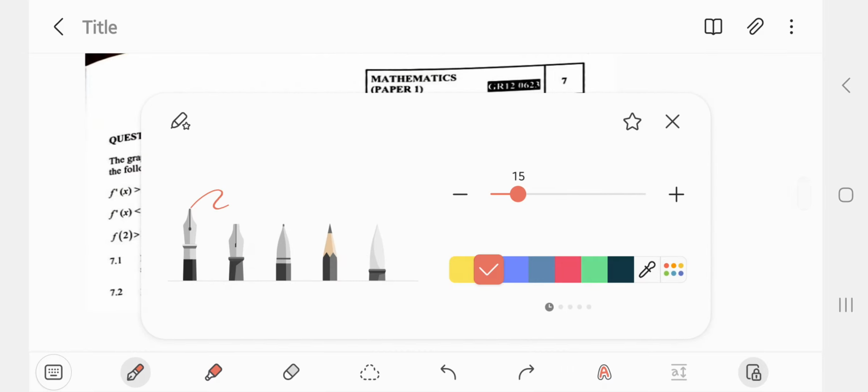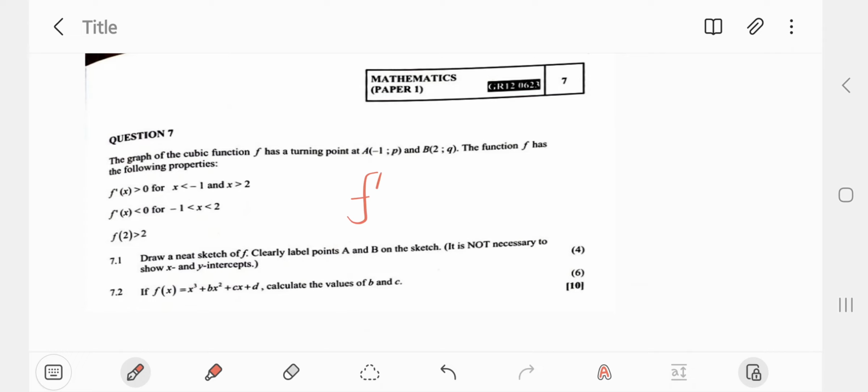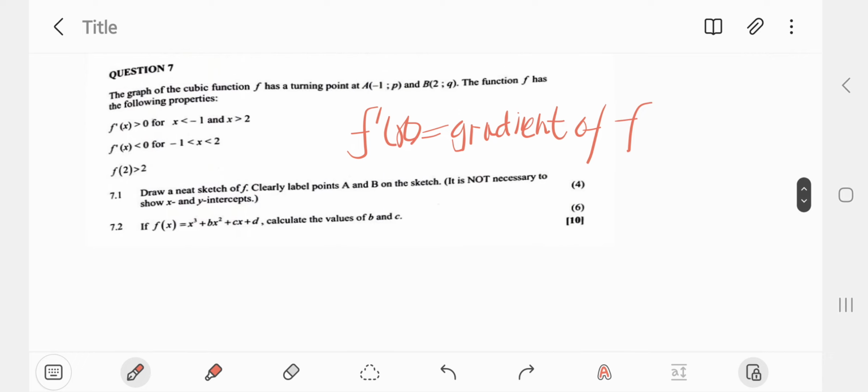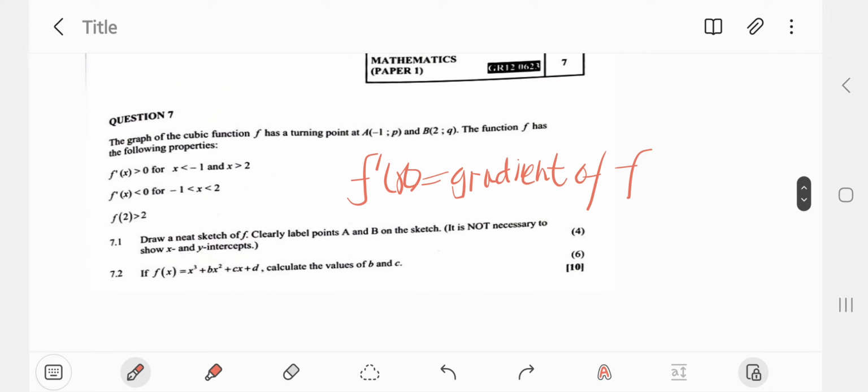Remember, guys, that f prime of x is the same thing as the gradient of f. A derivative is a gradient. So by understanding that, it tells us that the gradient is greater than 0, which means that this graph is increasing when x is less than -1 and when x is greater than 2. So that's the first point.